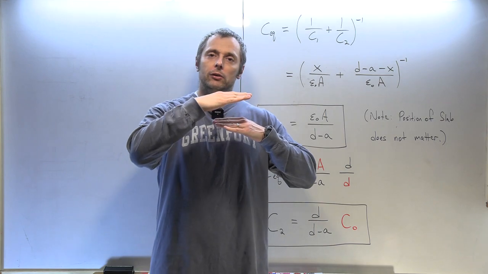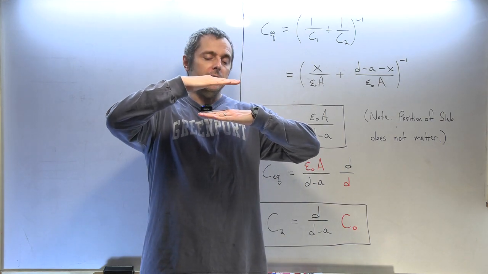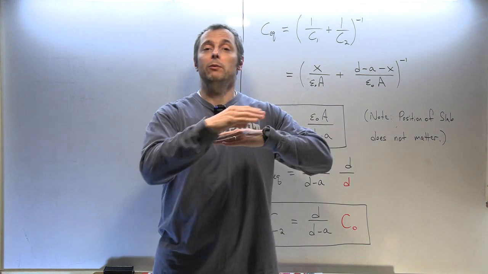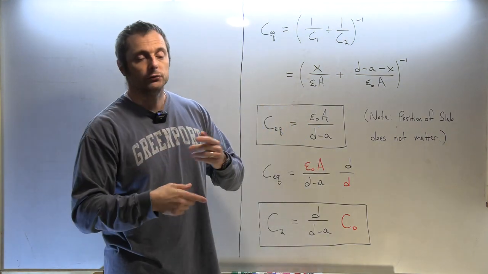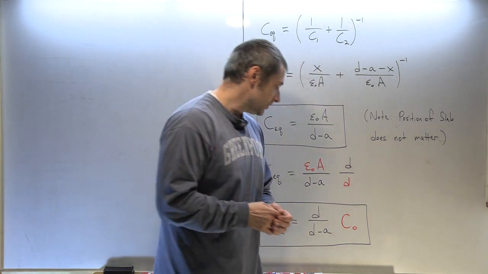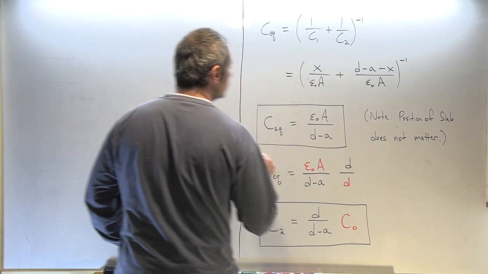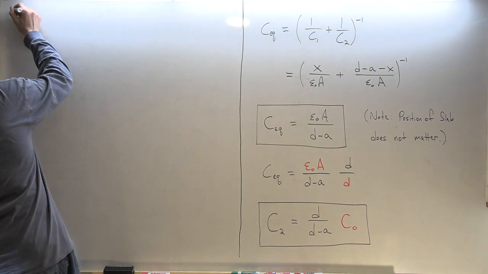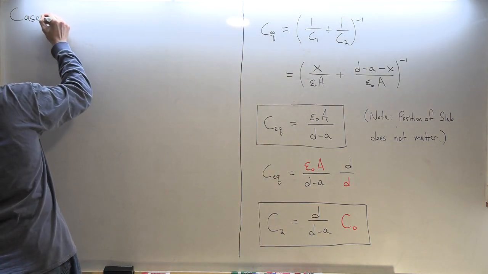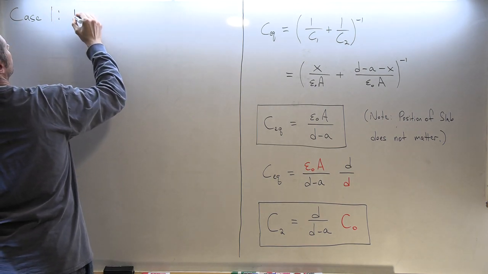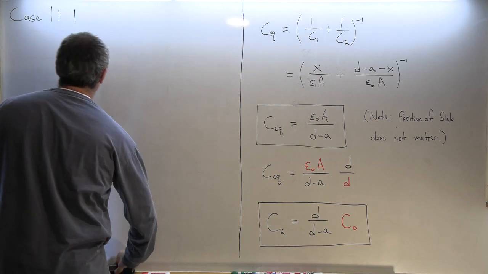The other scenario we're going to look at is what happens if the capacitor stays connected to a battery the whole time, and then we put the slab in. How do charge, voltage, electric field, all those things change? So that's what we're going to do. Case one: the capacitor is isolated.